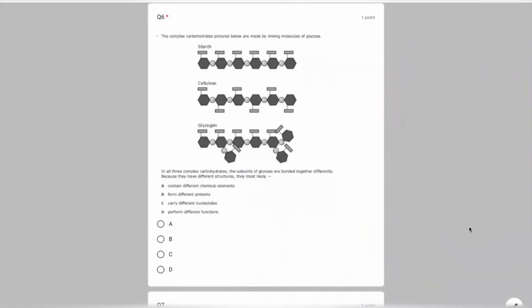Question 6, let's see here. The complex carbs pictured below are made by linking molecules of glucose. In all three complex carbs, the subunits of glucose are bonded together differently because they have different structures. They most likely A, contain different chemical elements, B, form different proteins, C, carry different nucleotides, or D, perform different functions.